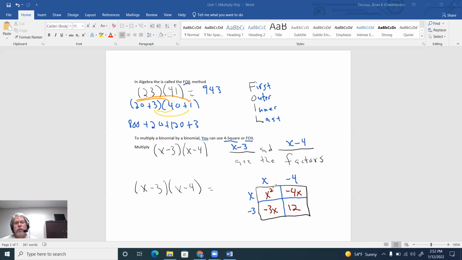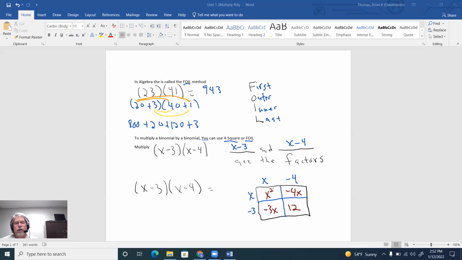So notice how this 2 would be the degree of this term. The -4x and the -3x, they both are degree 1s. And notice that the 12 doesn't have a variable. That means its exponent was 0. That was x to the 0 there. So its degree is 0. So the degrees are 2, 1, and 0.